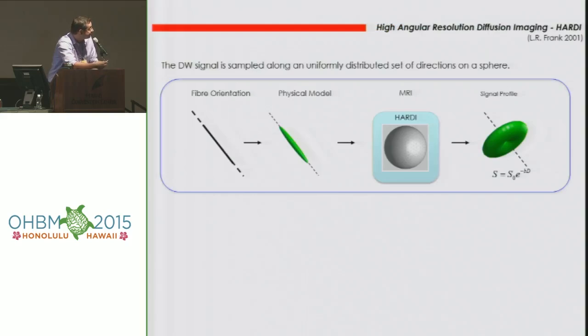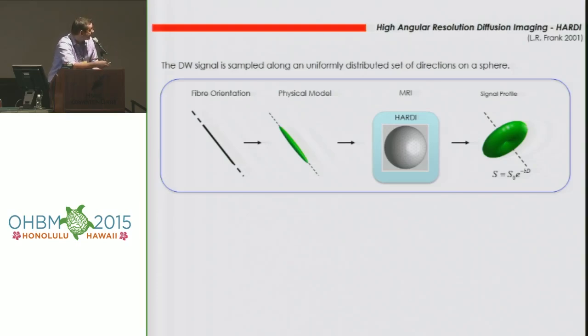So how can we go beyond DTI then? The first thing I want to explain today is what HARDI is, because it is essentially the base of all the advanced methods we are using today. HARDI means high angular resolution diffusion imaging, and it's not a method per se, but a philosophy of how we acquire data.